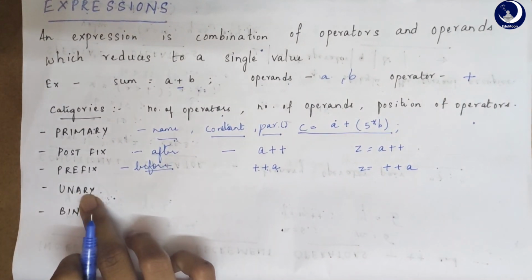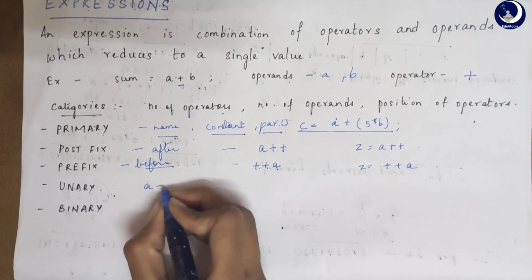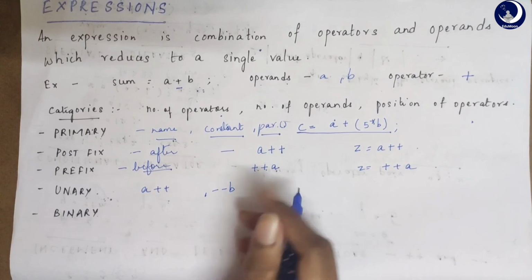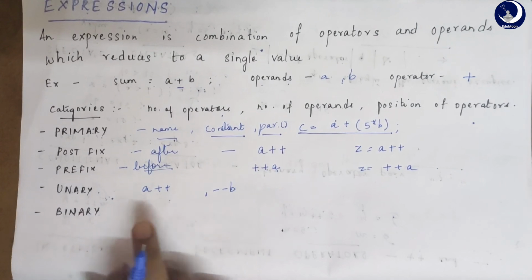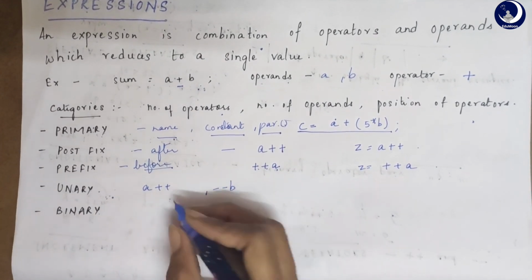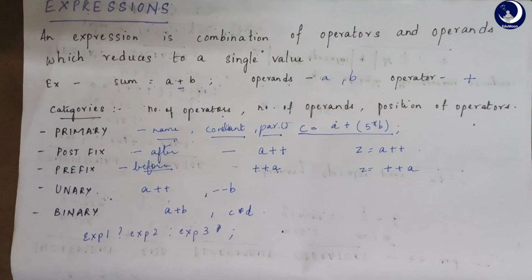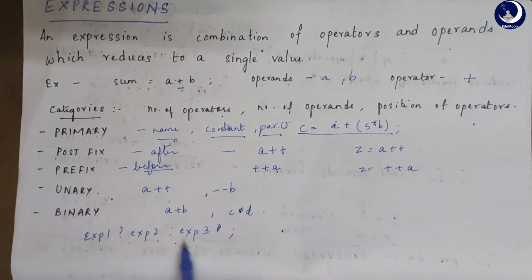The unary expression contains one operator and one operand. It is basically a single statement, which is nothing but A++ or --B. The binary expression contains two operands and one operator. That is nothing but A + B or C * D. Another expression is the ternary expression, which we already saw earlier. It is nothing but expression 1 ? expression 2 : expression 3.